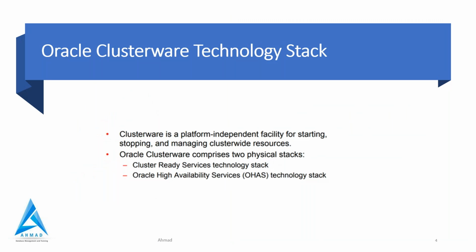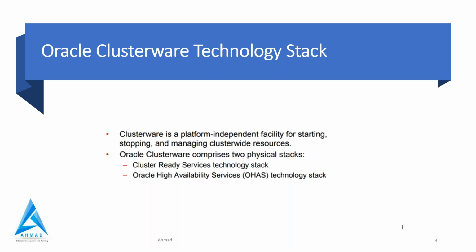As we know, we have two types of stack. Can you tell me which one is the upper stack and which one is the lower stack? Cluster Ready Services is the upper stack, and Oracle High Availability Services would be the lower stack. Okay, good. This is an interview question. One guy asked me in my interview.